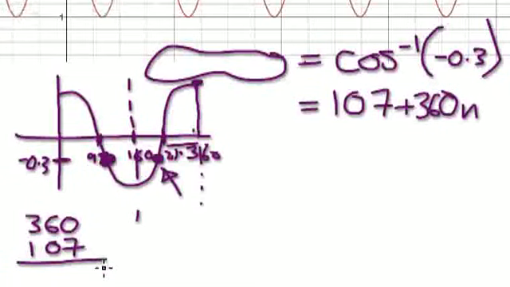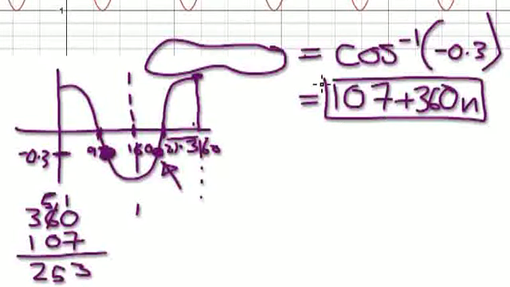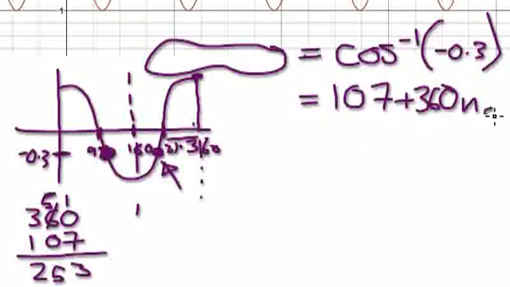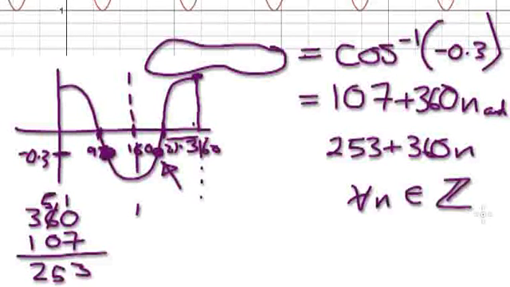So this would be 360 minus 107, which is 253. This is our first set of solutions, 107 plus multiples of 360n. Our second set is 253 plus multiples of 360n. And this is for all n belonging to the set of integers.